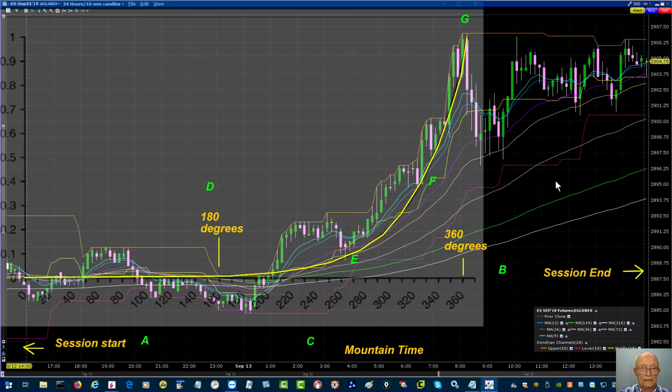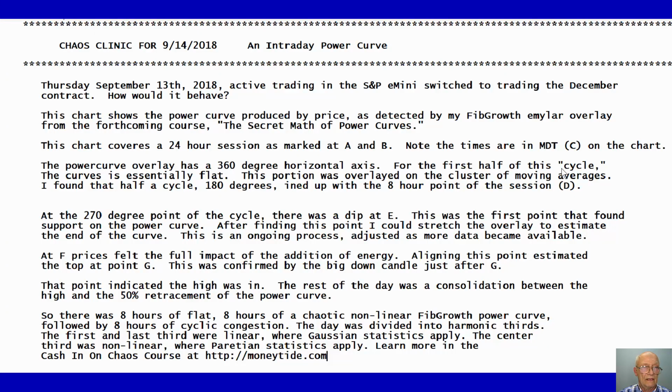So before the normal trading session opened, I posted this chart and this write-up, and basically the write-up describes the chart, and it winds up by saying that the previous day on Thursday had 8 hours of flat, 8 hours of a chaotic nonlinear fib growth power curve, followed by 8 hours of cyclic congestion.